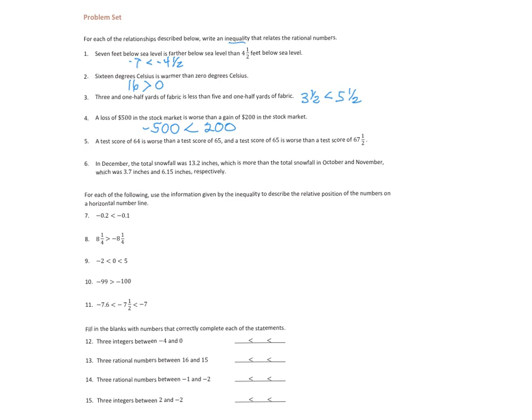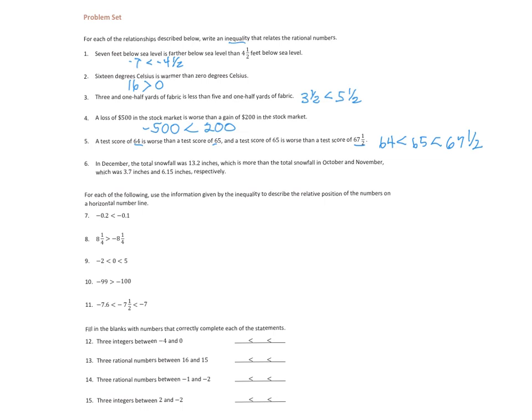A test score of 64 is worse than a test score of 65. And a test score of 65 is worse than a test score of 67.5. I'm trying to think if we're saying percent. So 64 is less than 65 is less than 67.5. That would be the highest score of all of those.